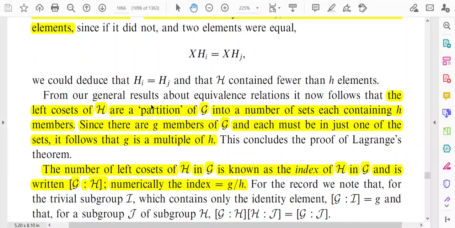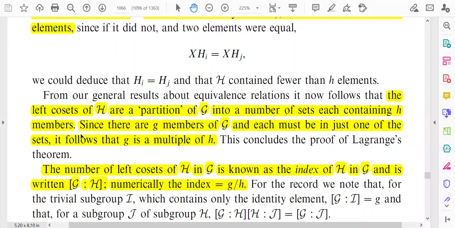From our general results about equivalence relation, it now follows that the left cosets of H are a partition of G into a number of sets, each containing small h members. So from the concept of equivalence relation and classes that we have discussed earlier, what we are seeing is that the group G has been partitioned into different left cosets of capital H, and each coset contains small h number of elements.